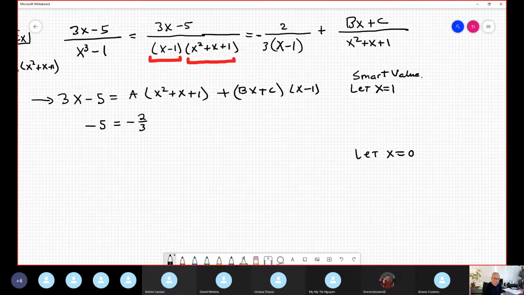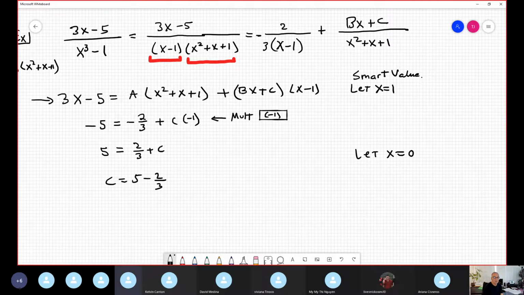0 plus 0 plus 1. Okay, it's 1, times negative 2/3, plus C, because B is 0. B times 0 is 0. So C stays alone, times negative 1. Okay. Too many negatives, so multiply the whole thing by negative 1 if you want to eliminate the negative sign. So 5 is equal to 2/3 plus C. Now C is equal to 5 minus 2/3. So the least common denominator is 3.